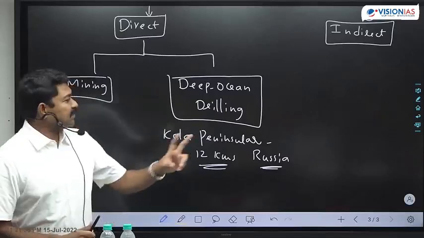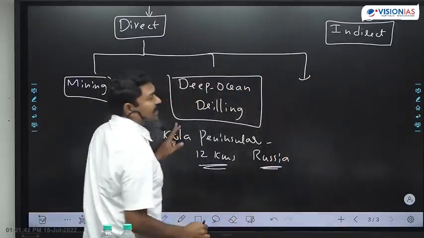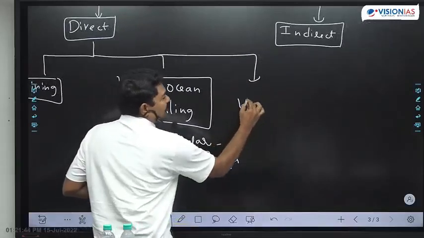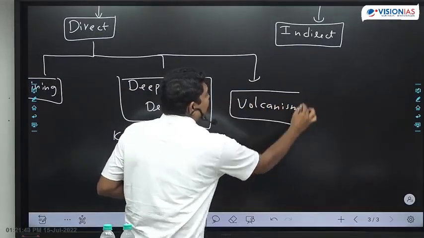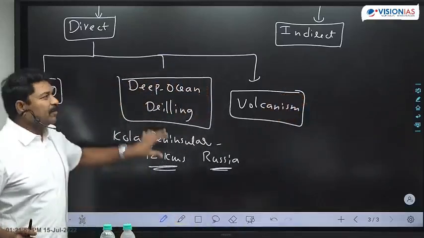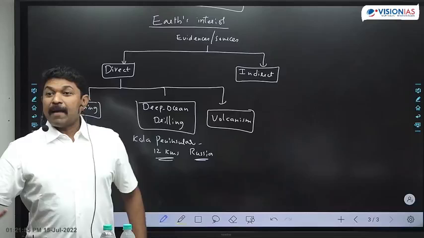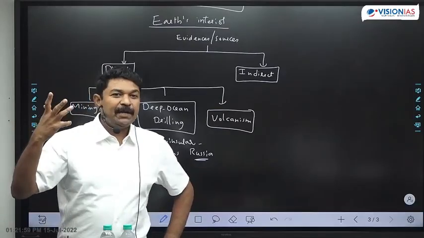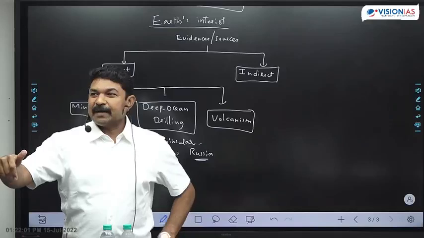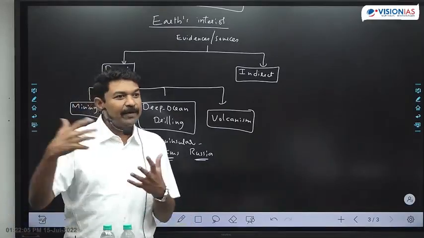But there is one more direct source. What is another direct source? Nothing but volcanism. Volcanism is another direct source. What do you mean by volcanism? The other day we were talking about igneous rock. Magma is coming from the deep inner layers. Where is it coming from? From the inside. If it is there inside the earth, only then will it come.